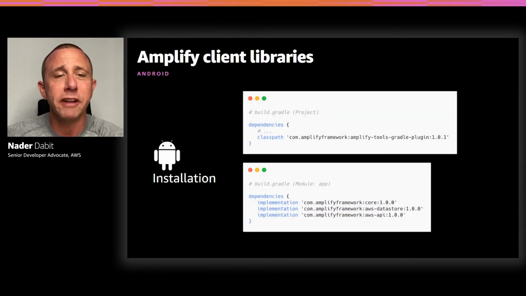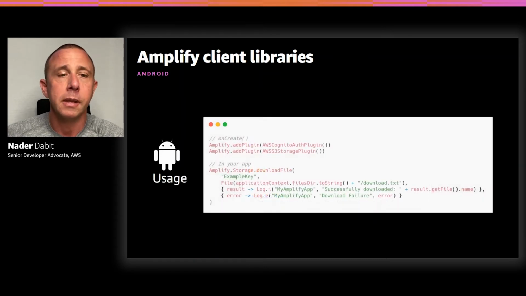With Android, you would configure your build.gradle both in your main and in your module. Here, you would define the location of the plugin that you're working with, and the different plugins that you do want to work with. So you would work with Amplify Core as well as the different APIs. So in this example, we're working with DataStore and the main API category, which would work with both AppSync and API Gateway. Then you would just add the plugins in the configuration that you're currently wanting to work with. So in this example, we're working with storage. We can then call amplify.storage.downloadFile.